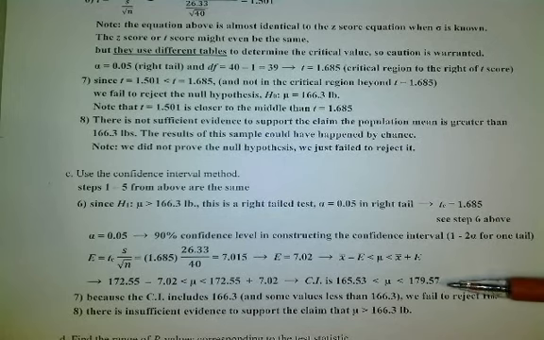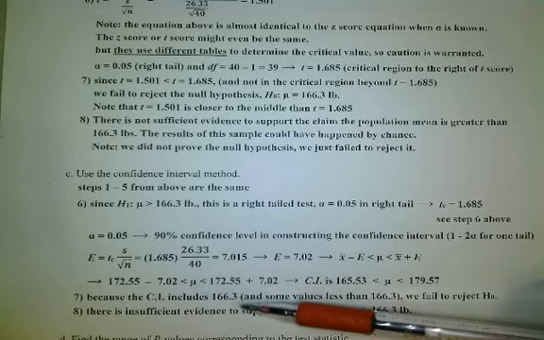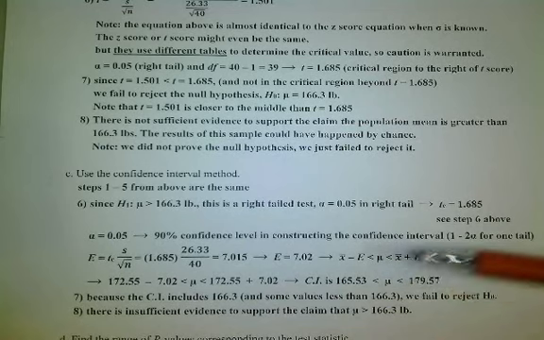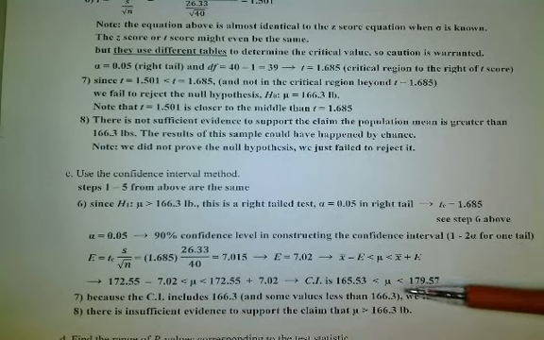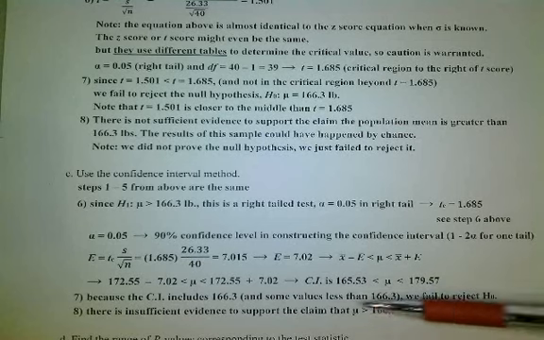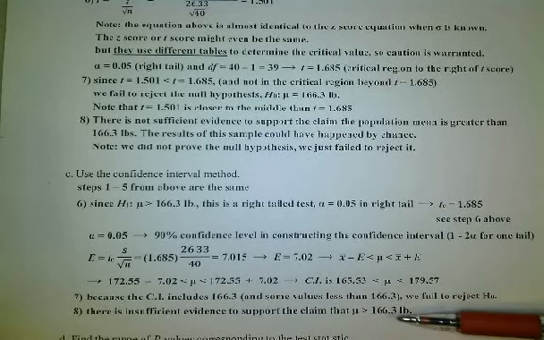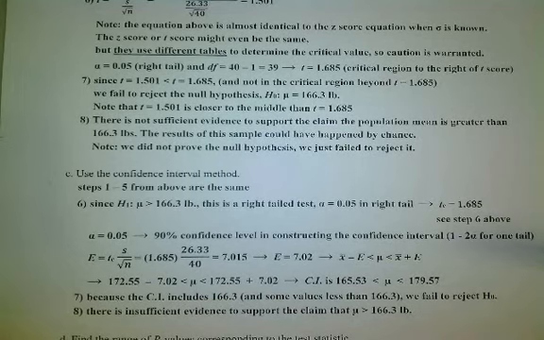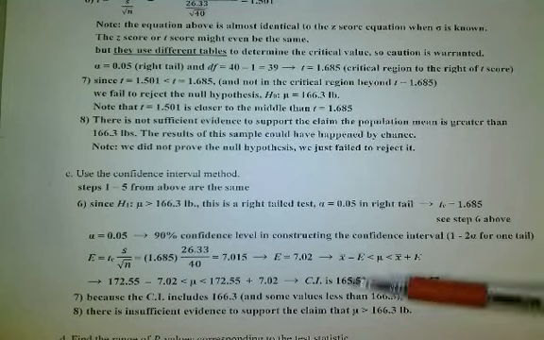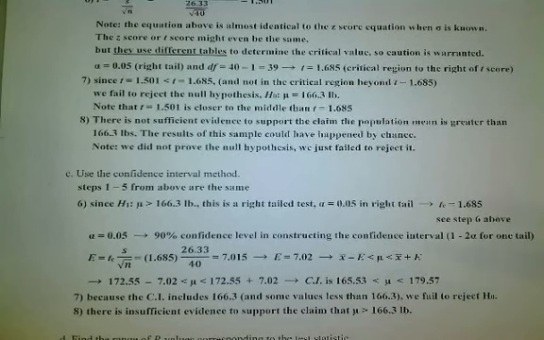Now that we've done that, we can make our judgment. Because the confidence interval includes 166.3, it's above 165, so it's within that interval. And in fact, some values may actually be less than 166.3 and still be in the interval. We fail to reject the null hypothesis. So there is insufficient evidence to support the claim that mu has to be bigger than 166.3. So again, since it fell within the confidence interval, we had to fail to reject. If it fell outside of the confidence interval, then we could reject the null hypothesis.